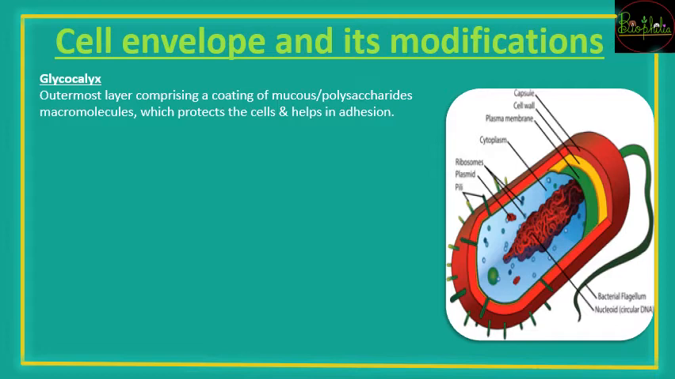So here you can see if you have good vision. The first layer is going to be the red layer, what will the second layer be? The yellow one, and the third layer will be the green one. These three layers are going to be the cell envelope of the prokaryotes. And after the third layer, you are going to find the cytoplasm, and in the cytoplasm will be the free floating nucleoid. So the first outermost layer, called glycocalyx, is going to be a coating of mucus and polysaccharides.